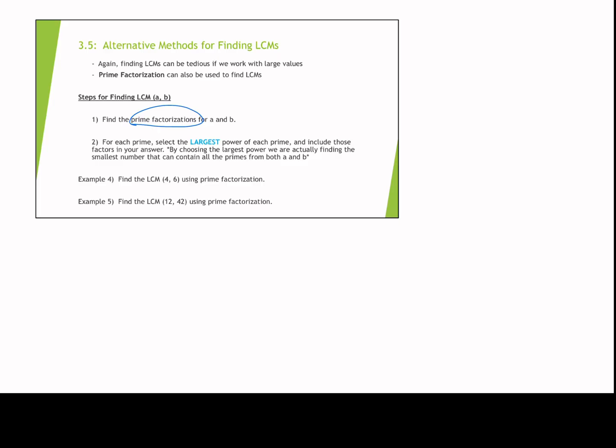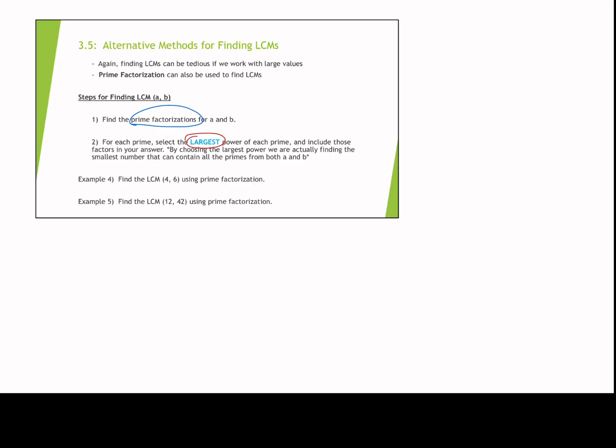From there, again, initially it might seem counterintuitive until you see some examples at work, but the lowest common multiple actually requires you to find or include the largest power for any prime base. We have to include those largest powers as factors in our final answer when we're looking for the LCM for A and B. And again, by choosing the very largest power, you're actually finding the smallest number that can contain all of the primes from both A and B. Again, until you get your hands on some examples, this might be a little bit difficult to wrap your head around.